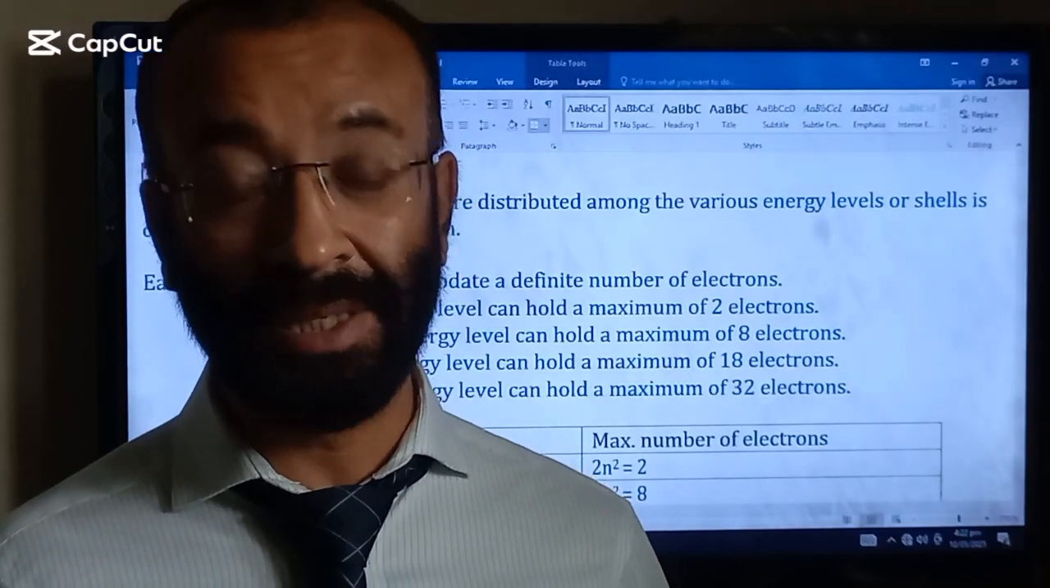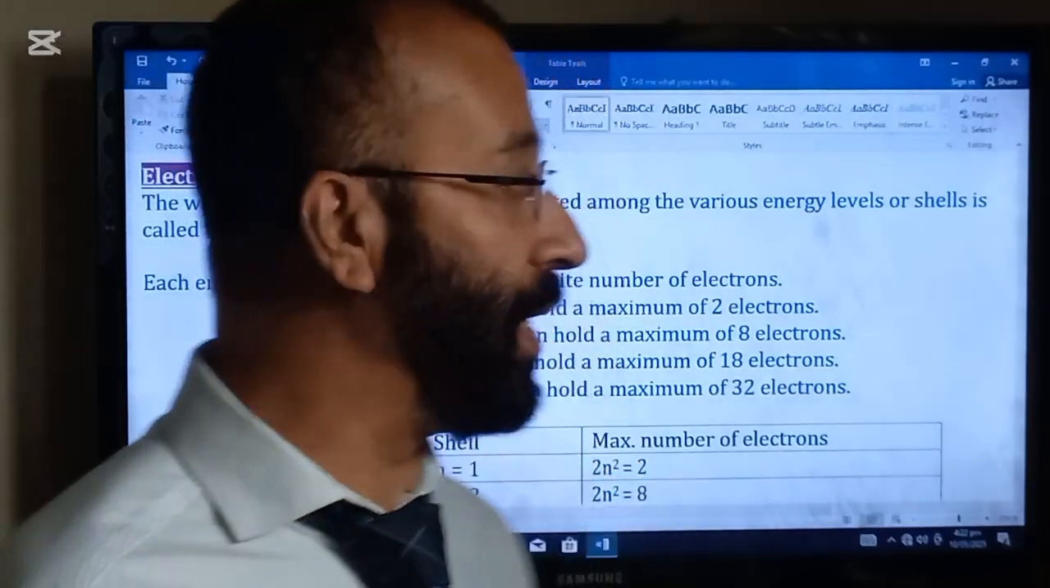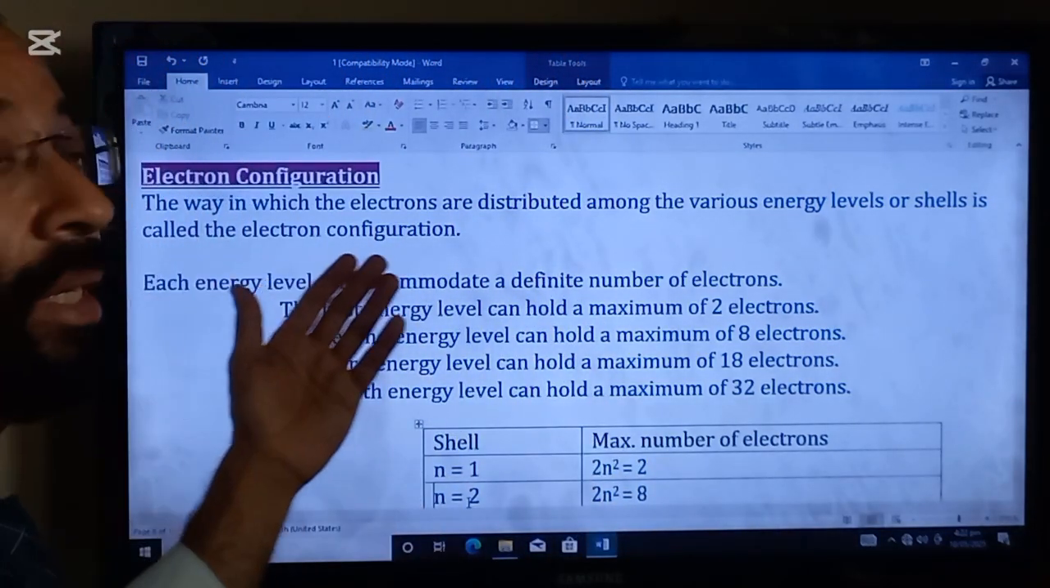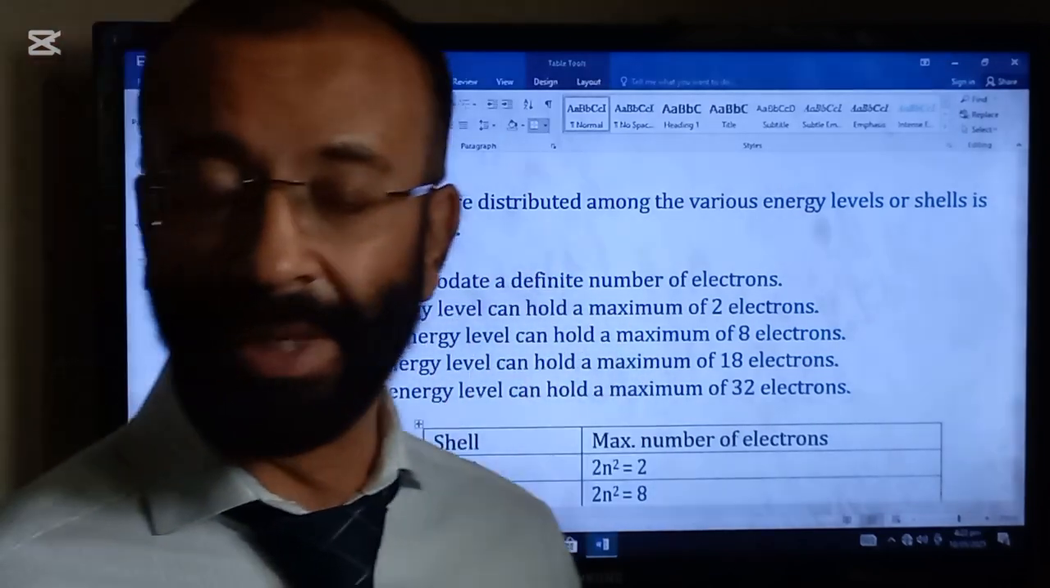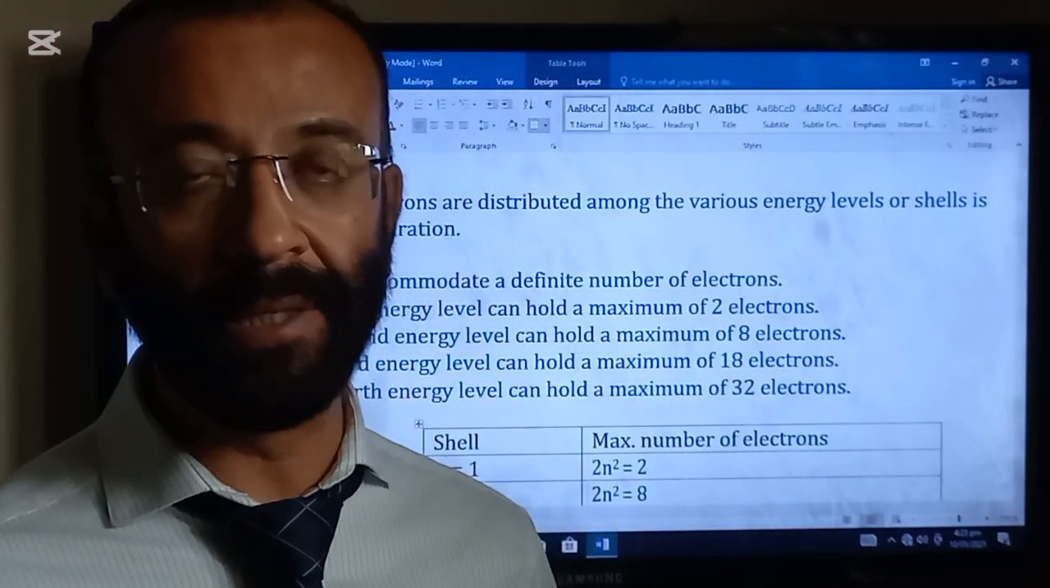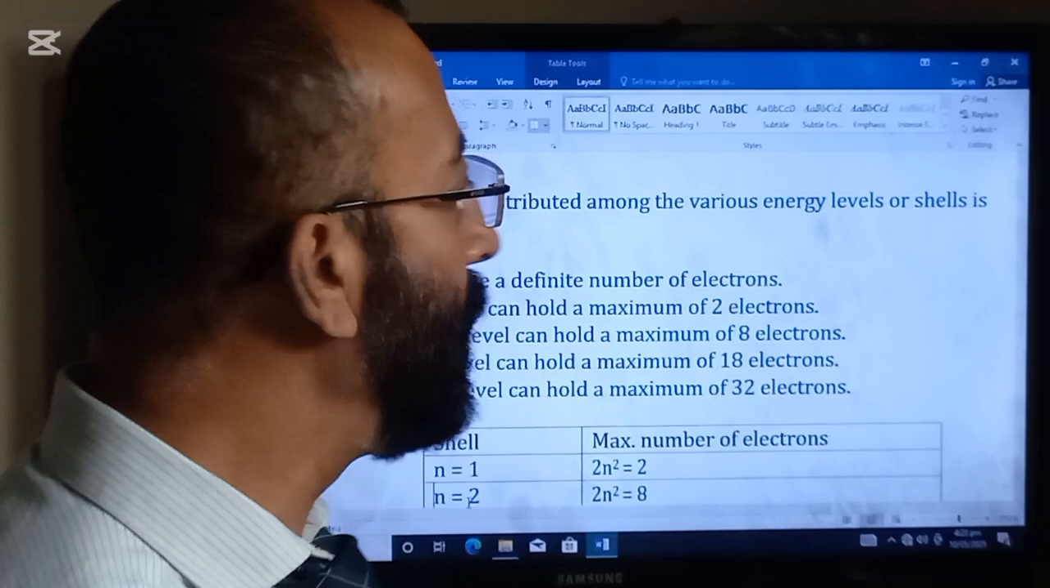Good morning, students. Today's topic in chemistry is electron configuration. So this is a very important topic. Concentrate yourself. We are going to start.